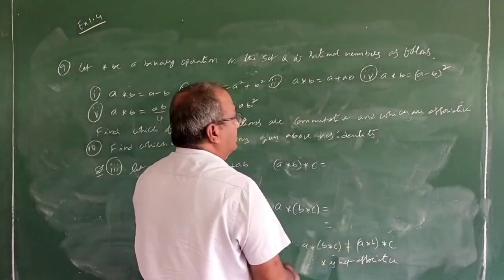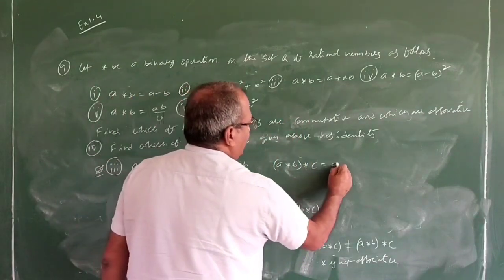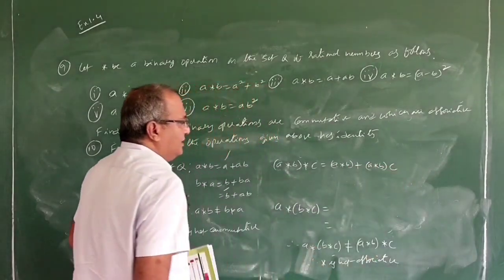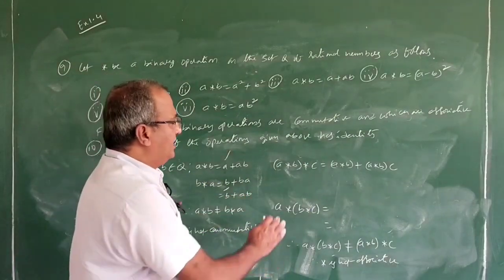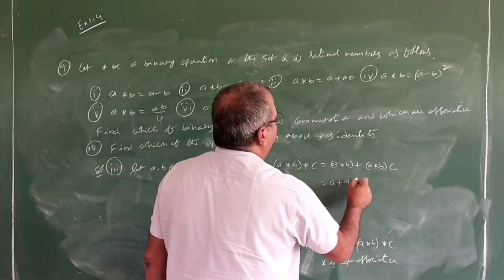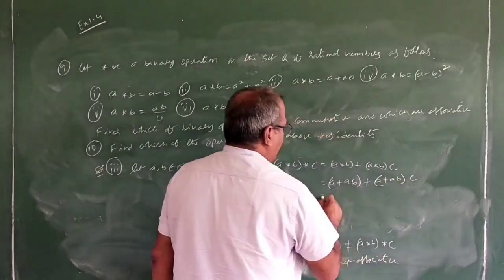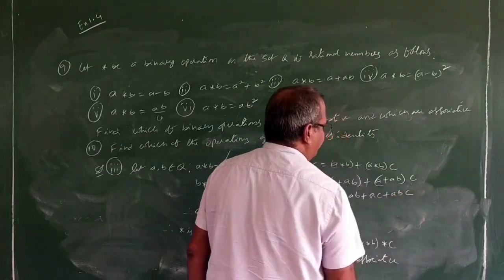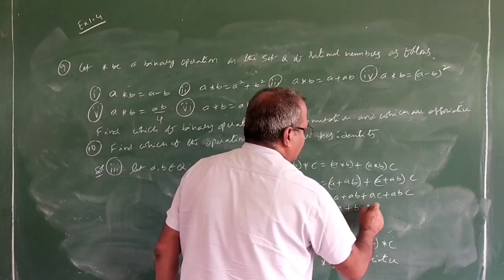To prove associative, A star B, according to the definition, A star B plus A star B into C. Observe here, I already told in the previous problem, when proving associative, you must be very careful. You take this as A star B, A plus AB. Now A plus AB plus A plus AB into C. Finally, A plus AB, AC plus ABC. Now, A star of B star C, A plus B star C.